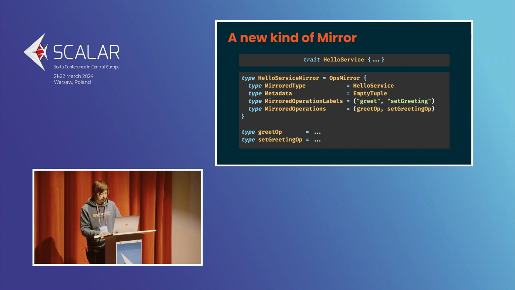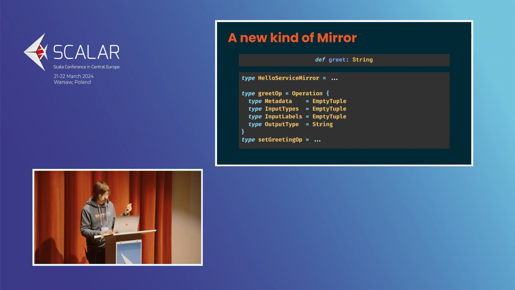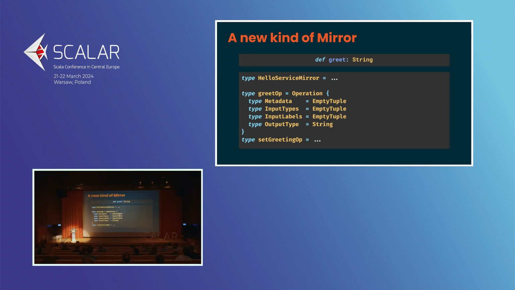But let's say, for example, you have this operation mirror, and yes, it tells you that the type that we are reflecting on is the mirror service, hello service. It doesn't have any annotations here, and it has two operations. There's greet and set greeting. And then these operations have this type that I break down here. So there's the greet operation, which doesn't have any metadata, no annotations. It doesn't have any arguments, so these are an empty tuple, which is a tuple with no elements. Then we have the output type, which is string.